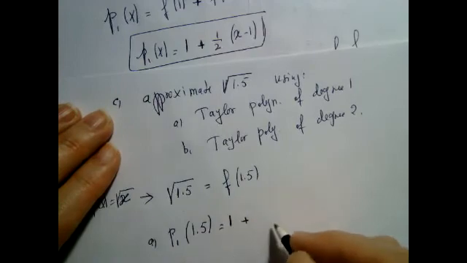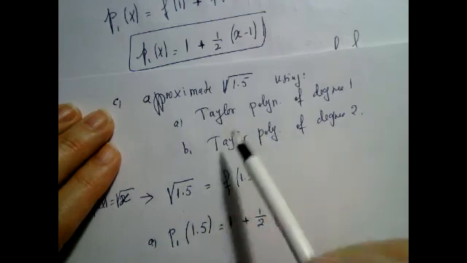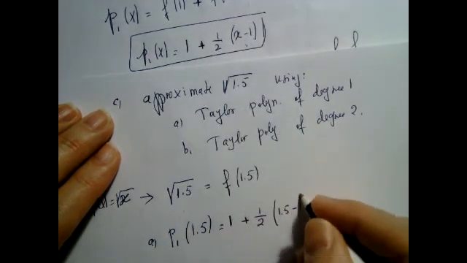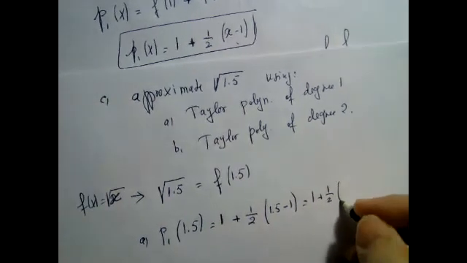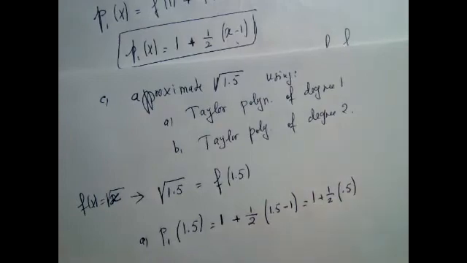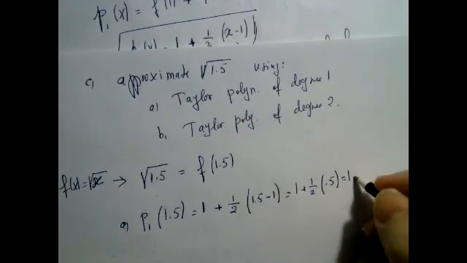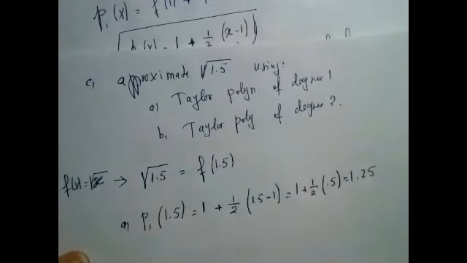1 plus a half times... I just plug it in this expression, 1.5 minus 1. It means 1 plus a half times 0.5. Okay, I'm just plugging in. So this will give me 0.5 divided by 2, so it's going to give me 0.25, 1.25. So I'm trying to use those polynomials to approximate the actual value.